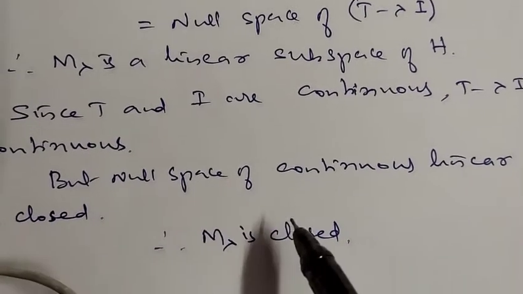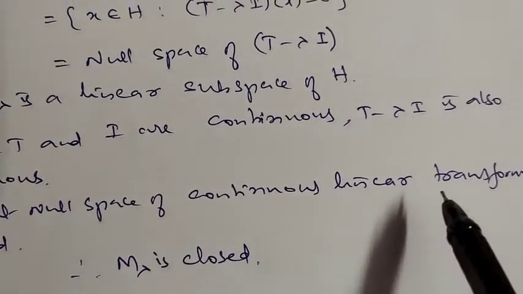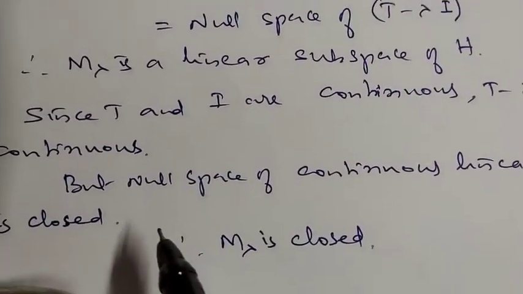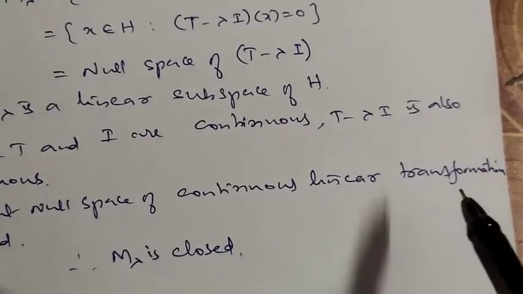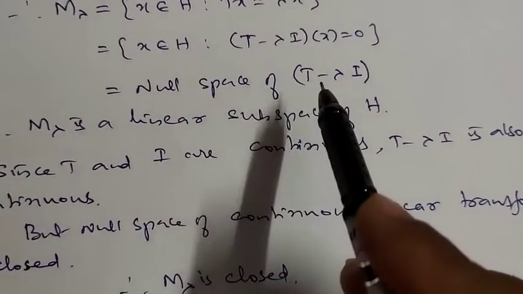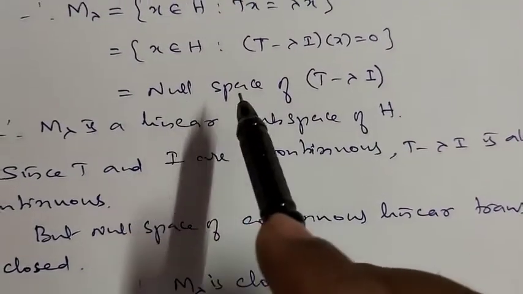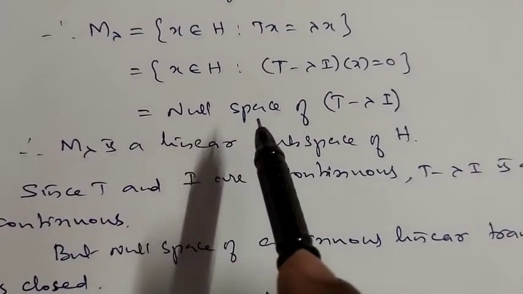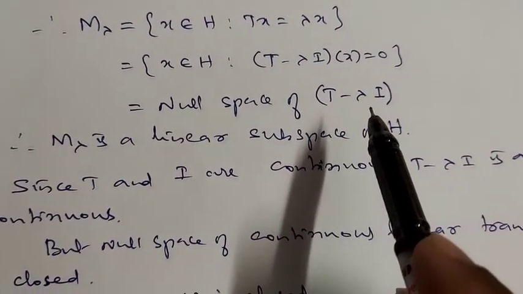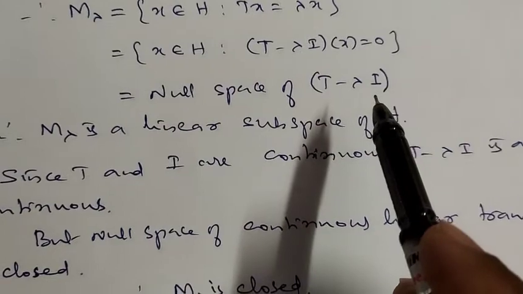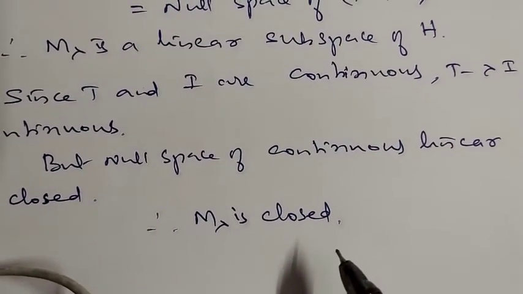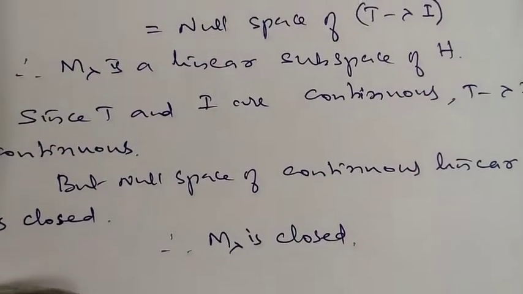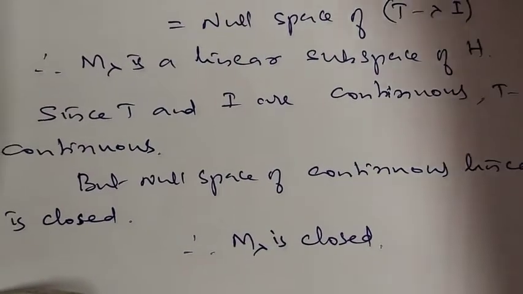Now, the null space of a continuous linear transformation is closed. This we have proved earlier. Now T minus lambda I is continuous, and this M lambda is nothing but the null space of the continuous linear transformation T minus lambda I. Therefore, according to this result, M lambda is closed. M lambda is the eigenspace, and M lambda is a closed space.